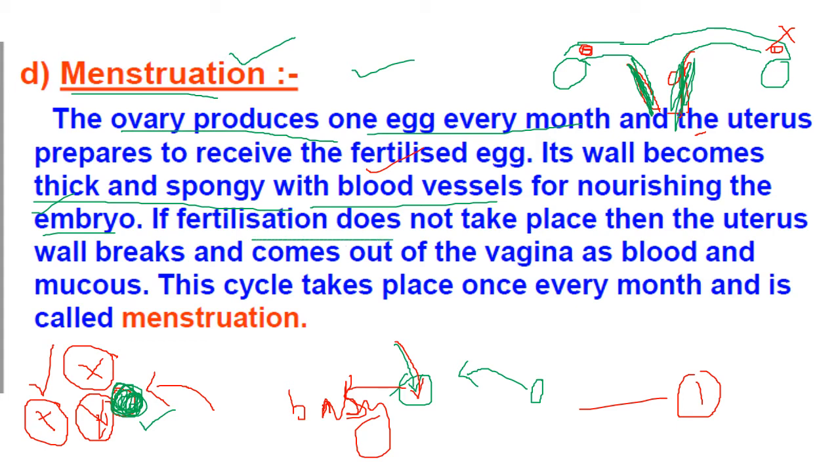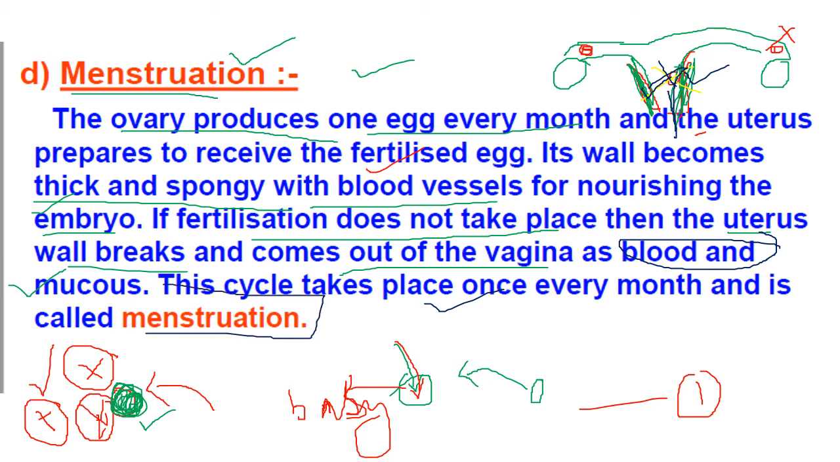But if fertilization is not taking place, then the uterus wall breaks and comes out of the vagina as blood and mucus, as the baby development is not occurring here. Whatever the walls were becoming thick, it will come out of the vagina in the form of what? Blood and mucus. So this cycle takes place once every month, and is called menstruation. So this process is called the menstruation process.